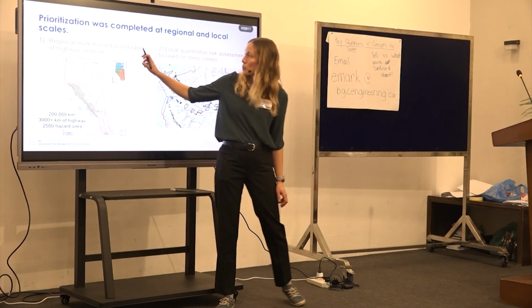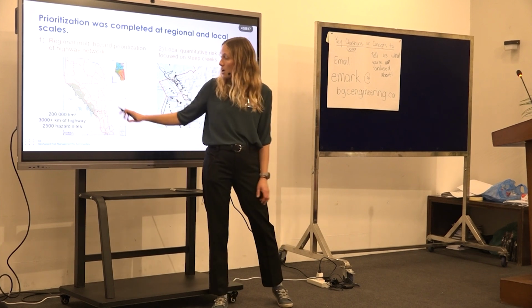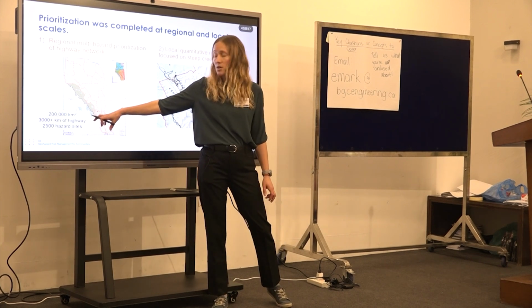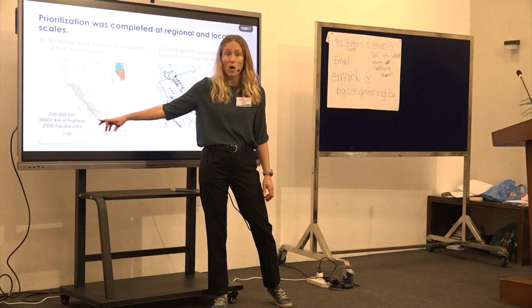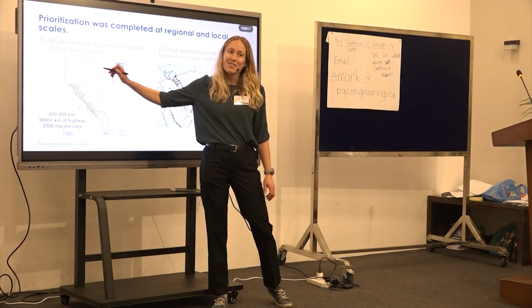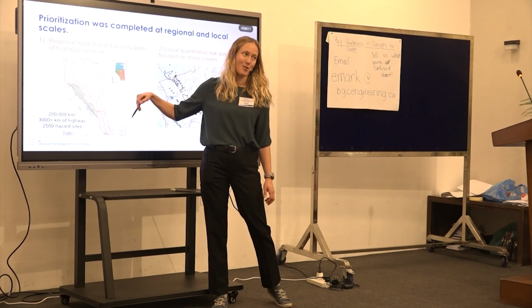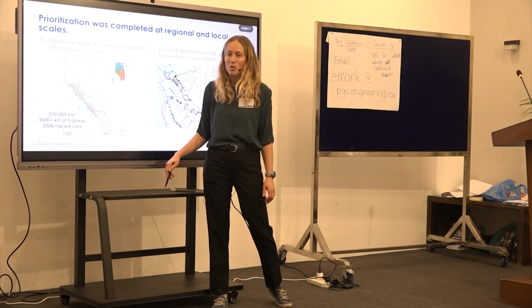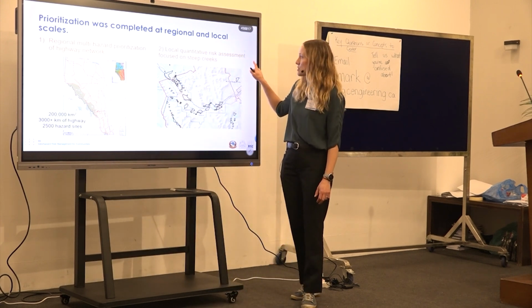There. So the regional prioritization that was done, to give you a sense of scale, covered an area of about 200,000 square kilometers. So that's larger than Nepal. The province of Alberta is larger than Nepal. But Alberta has much less mountains, so we didn't have to deal with the mountain hazards across that entire 200,000 square kilometers. We had about 3,000 kilometers of highway and about 2,500 identified hazard sites.